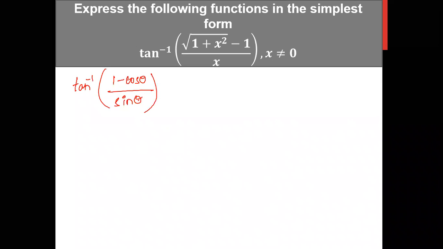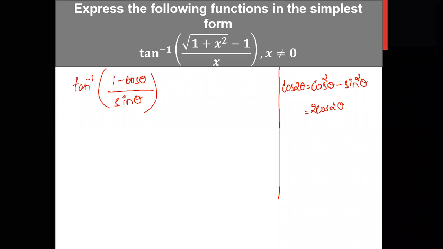Now further I have to reduce. This is not the simplified form. So what can be done? What is the formula for cos 2 theta, students? You have many formulas. Cos square theta minus sin square theta. Then cos 2 theta is 2 cos square theta minus 1, or 1 minus 2 sin square theta. Okay, 1 minus 2 sin square theta.